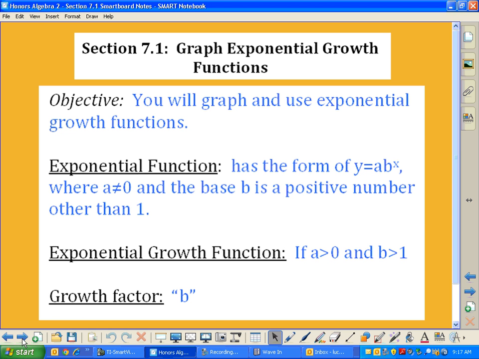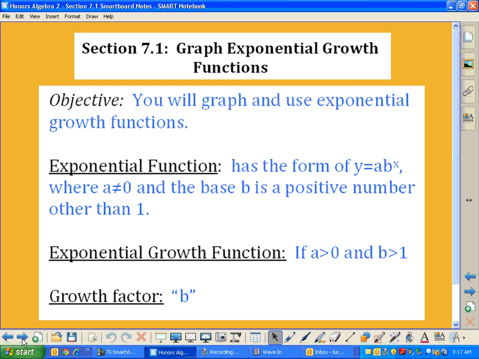So you have a couple of vocabulary words to go ahead and copy down. The first term for today and our objective for today's lesson, you will graph and use exponential growth functions. That is true. We're going to use those 2 things.